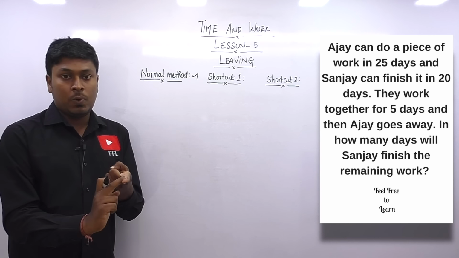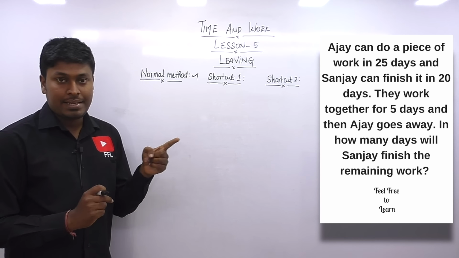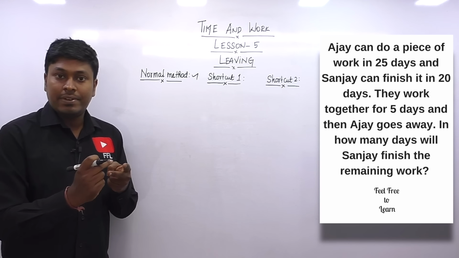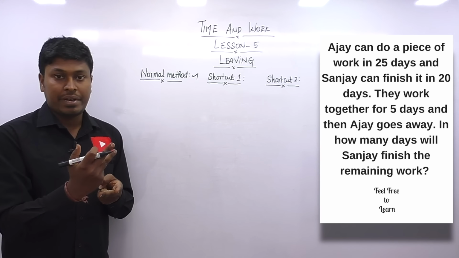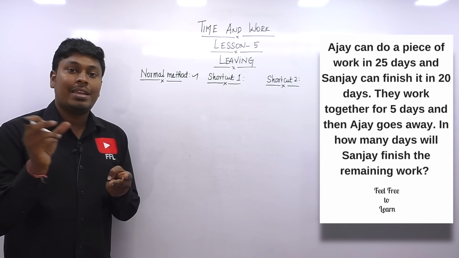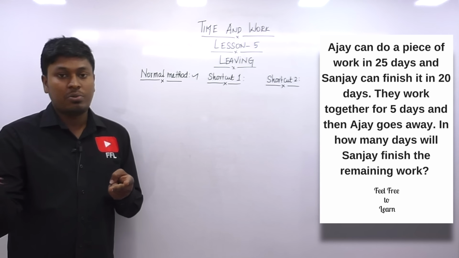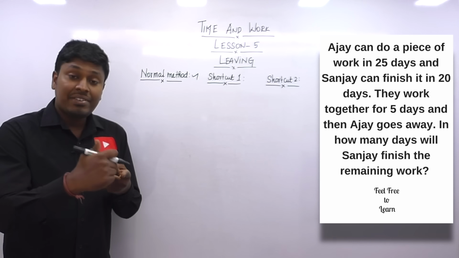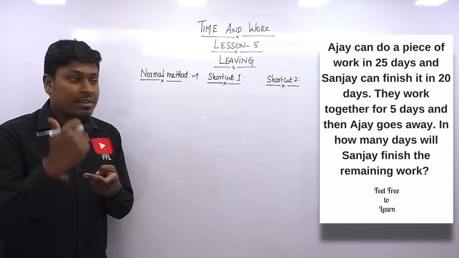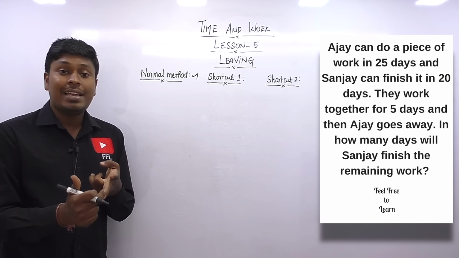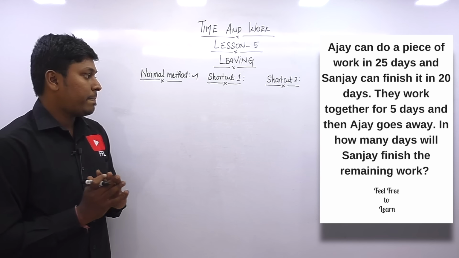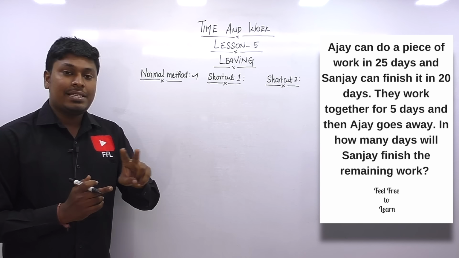So Ajay alone can complete a piece of work in 25 days. Sanjay alone can complete a piece of work in 20 days. Can you see the difference between question number 3 and the previous 2 questions? In the previous questions, A and B together completed a piece of job in 3 days or 20 days. But in this question, they have given separately. Ajay alone can complete a piece of job in 25 days, and Sanjay alone in 20 days.